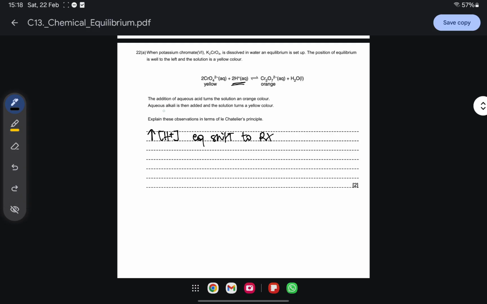But with the addition of an alkali, so we have addition of acid and addition of an alkali. What is an alkali? It would be OH minus. What happens? This is tricky. The OH minus would actually react with the H plus, wouldn't it, to form water. So what is the effect? The effect is that the concentration of H plus decreases. So what does the equilibrium do? It shifts to replace that, shifts to the left-hand side to counteract the change.